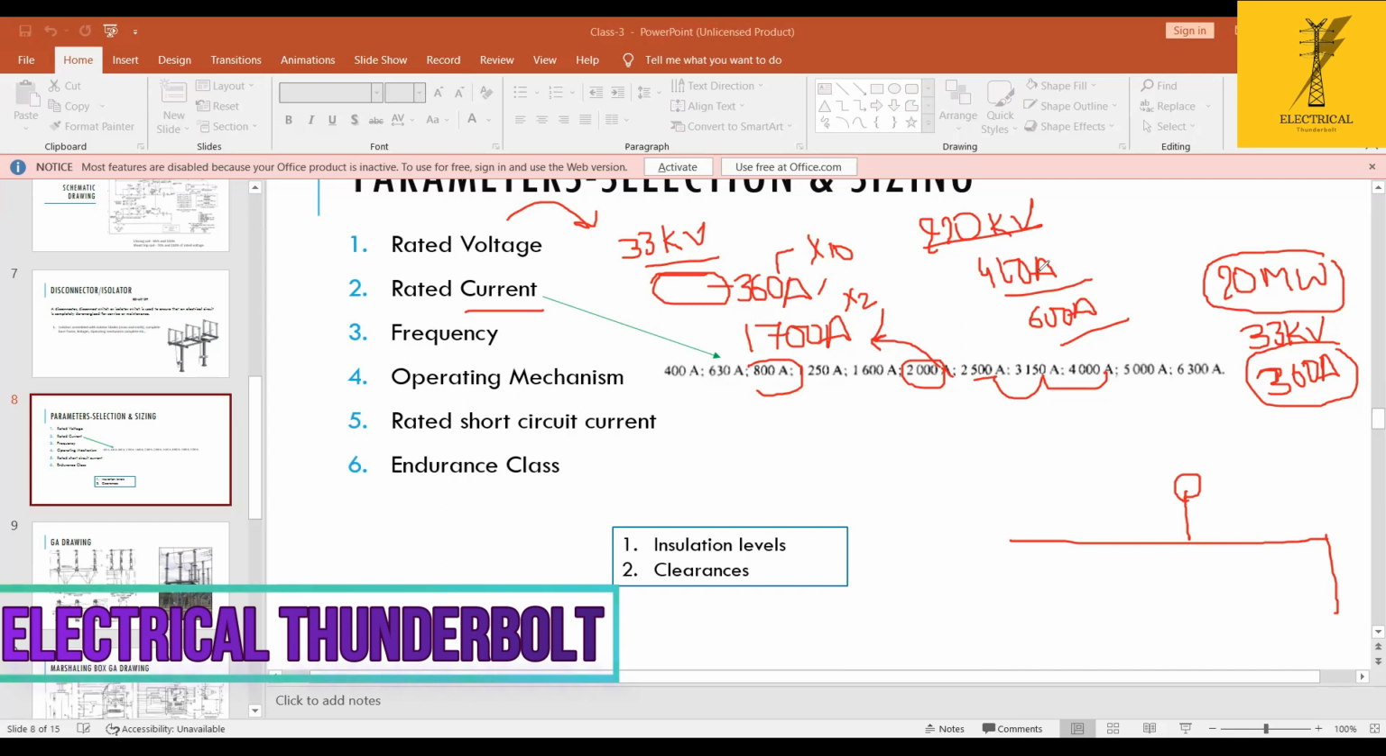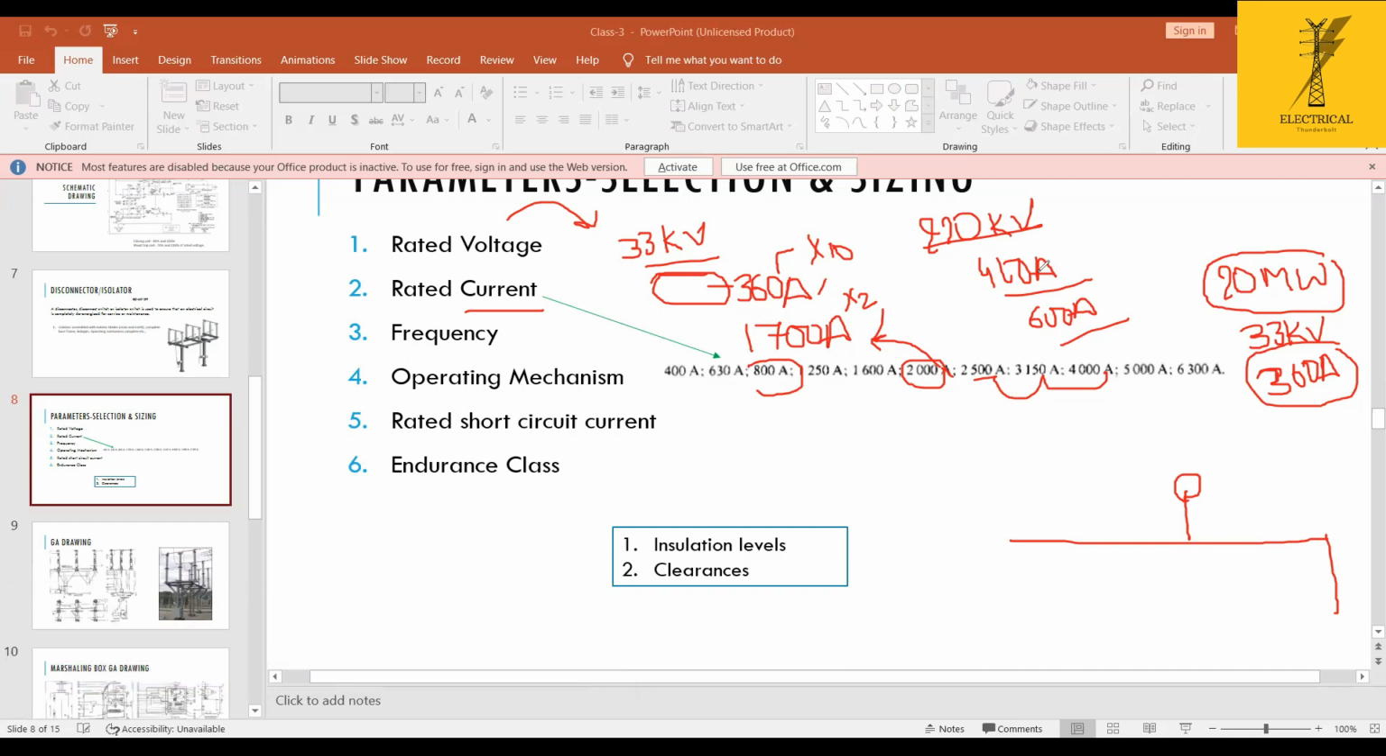Rated short circuit current, here again we go back to the first class. In the first class, we discussed that my 33 kV system, all the equipment should be designed to carry 25 kiloamps per 1 second, and all my 220 kV equipment should be designed for 40 kiloamps for 1 second. So that is 25 kiloamps per 1 second for 33 kV and 40 kiloamps per 1 second for 220 kV. And come to the endurance class.